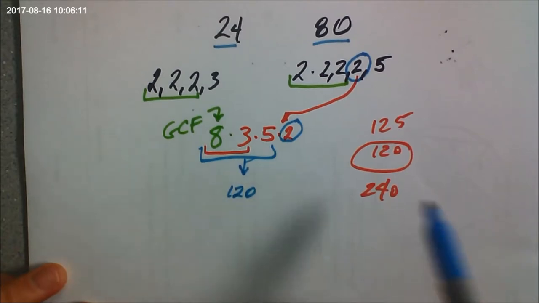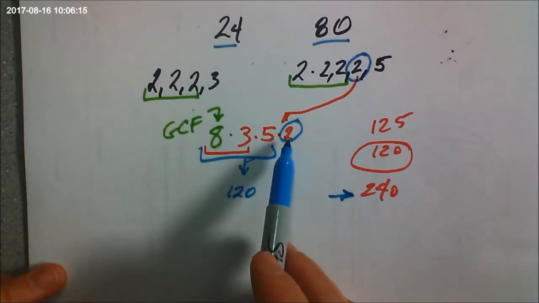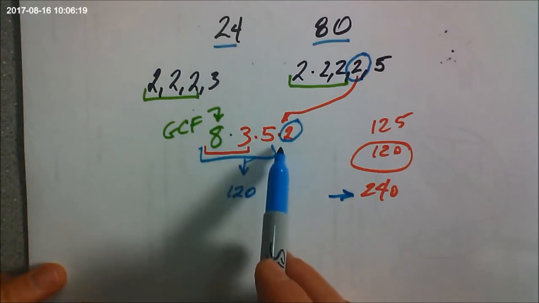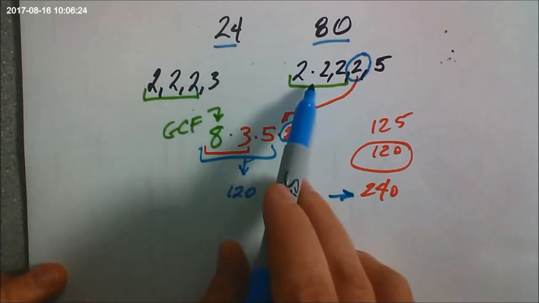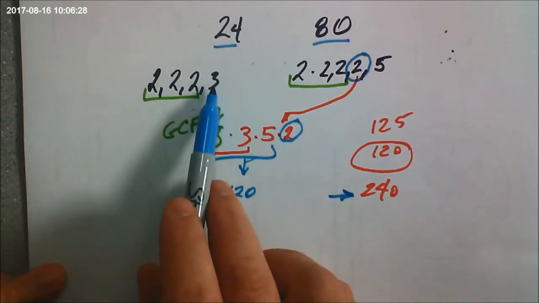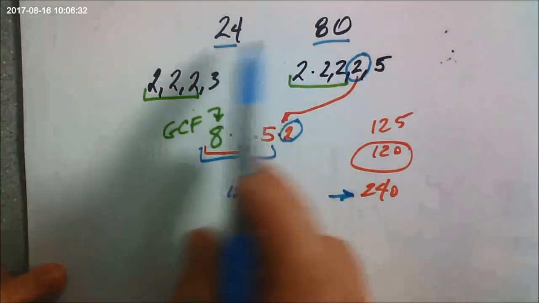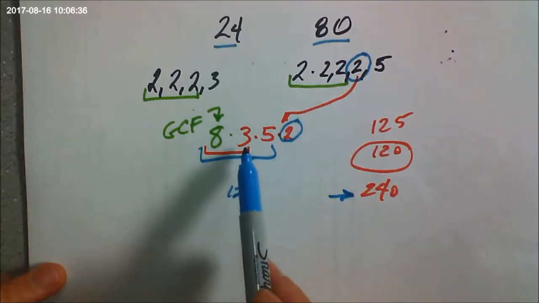Wait, because the way we get 240, right? 240 is 8 times 3 times 5 times 2. And where do we get all these 8, 3, 5, and 2? From these factors, right? The 8 is because that's what they have in common. This 3 is because 24 has a 3 in it, but 80 doesn't. And we want to figure out what's the smallest thing these both go into, so 3 has to be involved. This one has a 5, right?